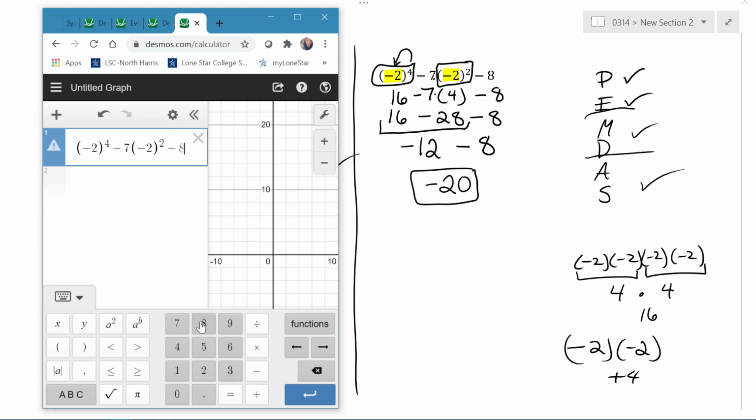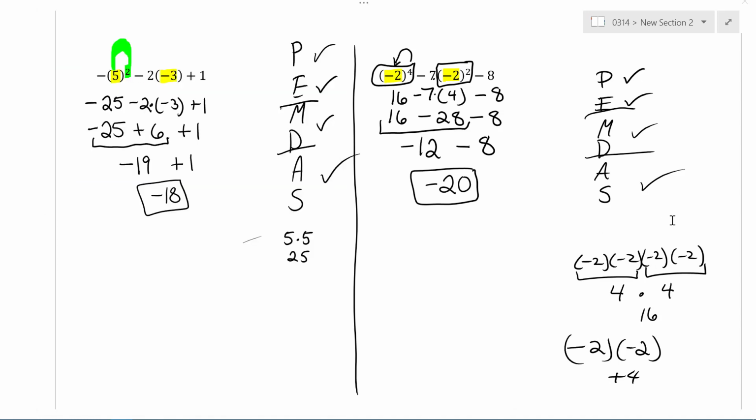Now I'm going to hit -8. And that gives us that -20 that we got when we did PEMDAS by hand. So Desmos will follow order of operations perfectly for you. I would encourage you to practice using Desmos to do these expressions.